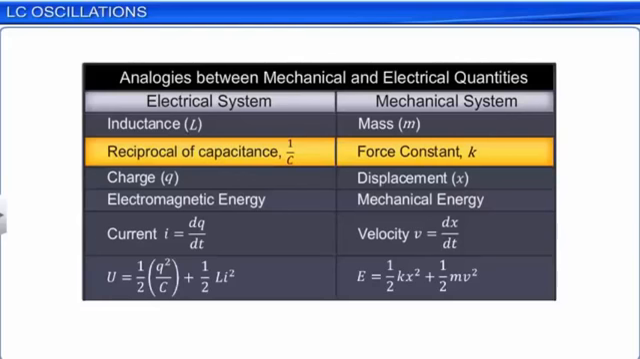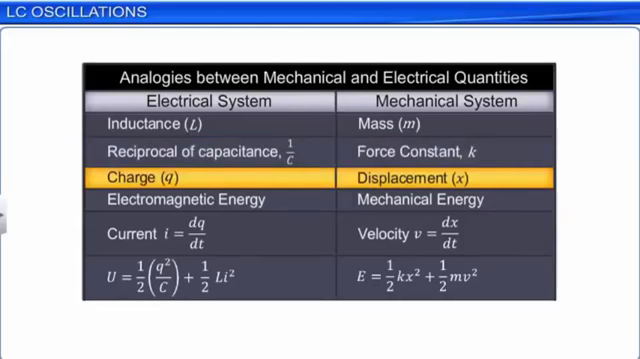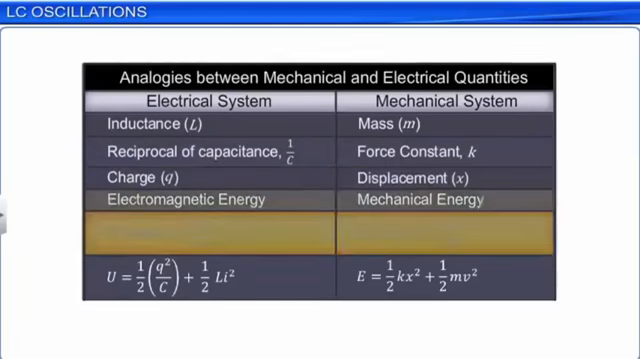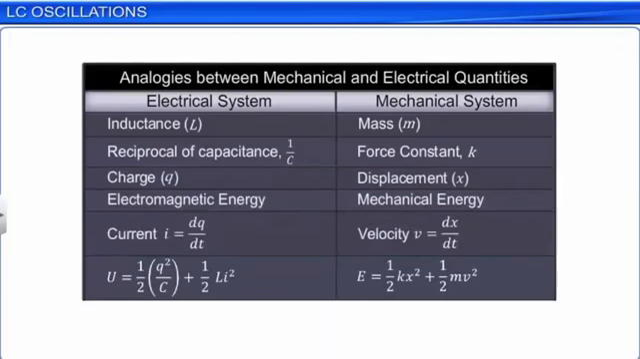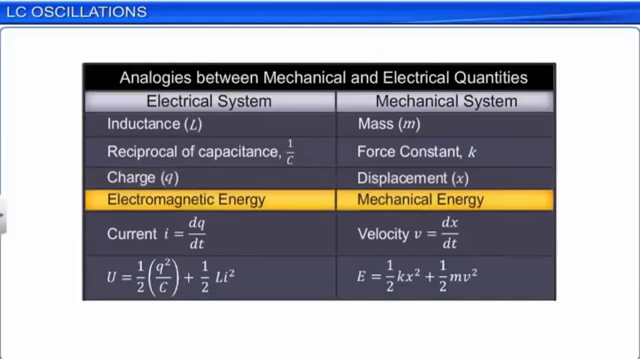Charge Q is analogous to displacement x, which implies current I is analogous to velocity v. The total energy in both systems remains constant or is conserved. The effect of damping on the LC oscillations can be compared to that of a simple harmonic oscillator.